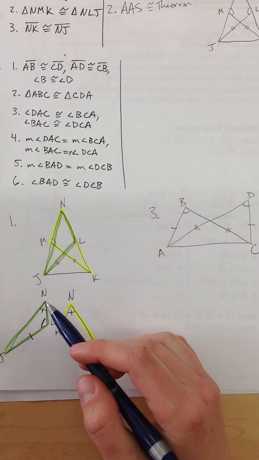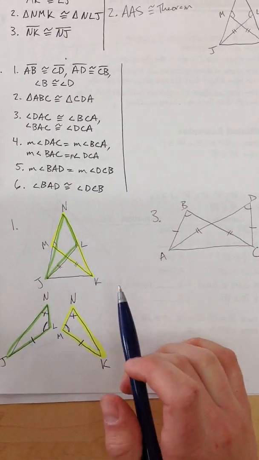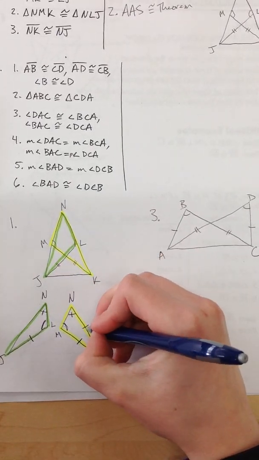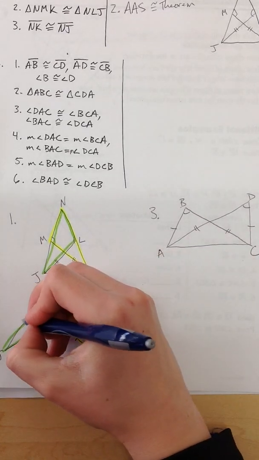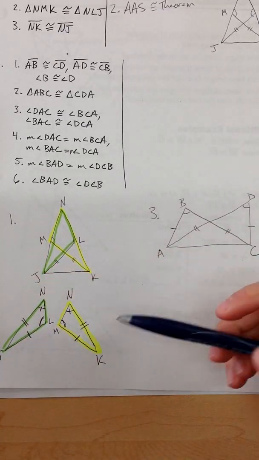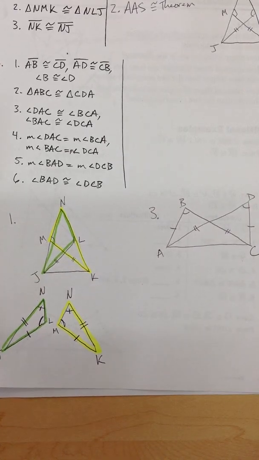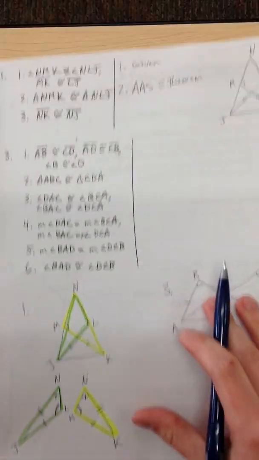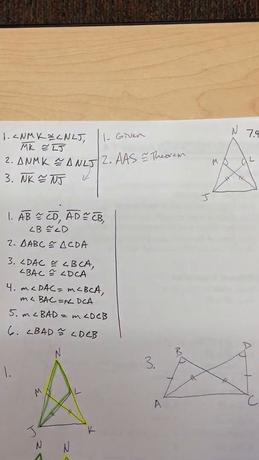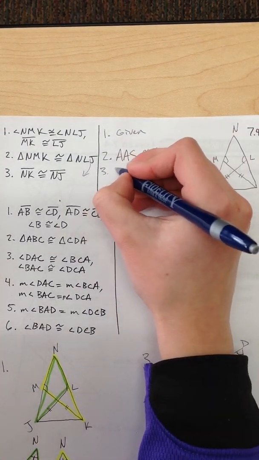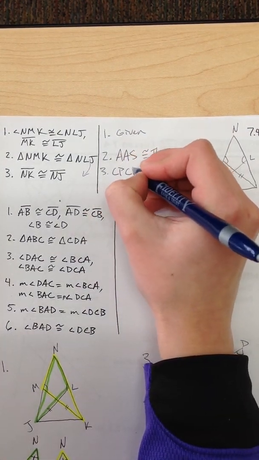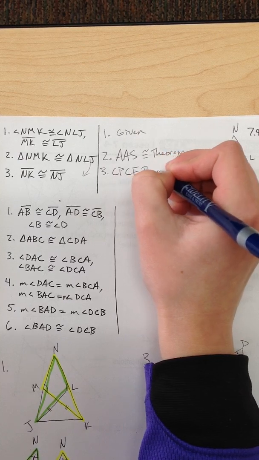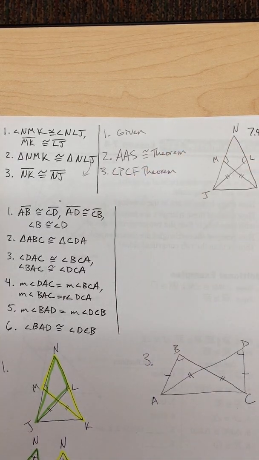And now that we know both of those two triangles are congruent, now what we're saying is the side N to K, so N to K would be here, and N to J would be there. Now they want us to say that those two sides are congruent. So if we're going from the whole thing congruent to part of it, or one of the sides being congruent, that's CPCF. So CPCF theorem, corresponding parts of congruent figures. Okay, so that's the first one.